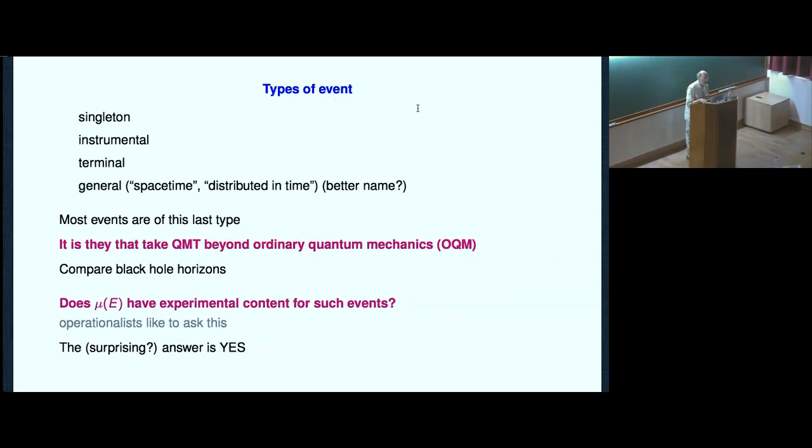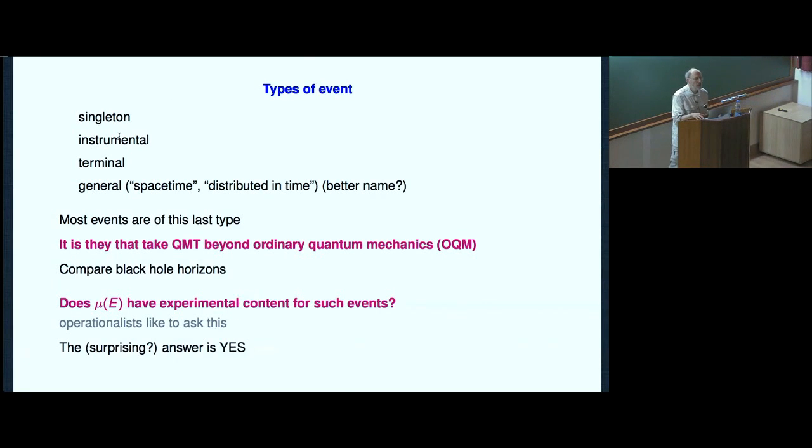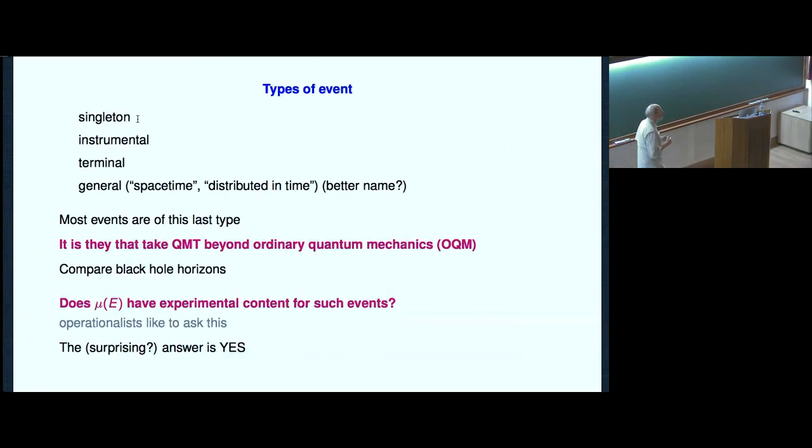The simplest, so let me list four types, three of which are amenable to the ordinary quantum formalism, and one of which is not. The first one is what I call the singleton event. It's very trivial; remember, an event is a set of histories. So a singleton event is an event consisting of just one history. Very trivial thing. And computing its measure is also very trivial.